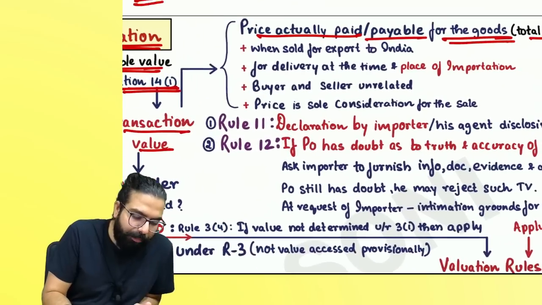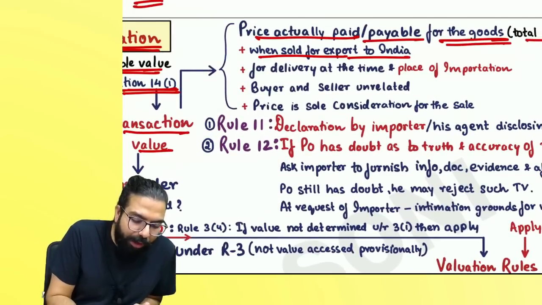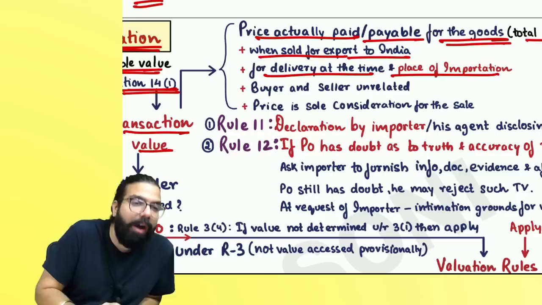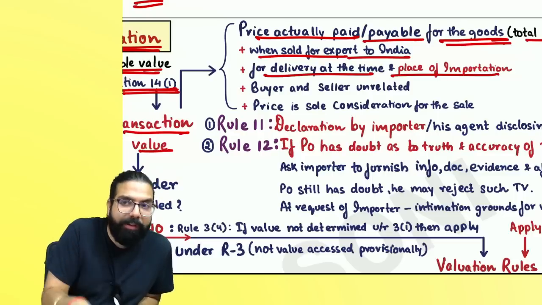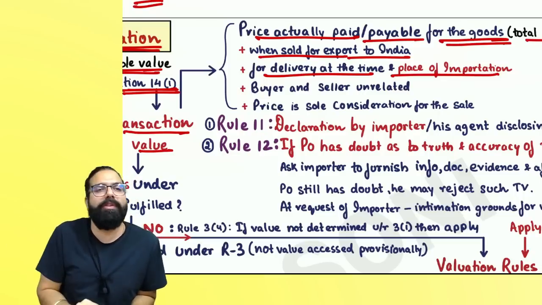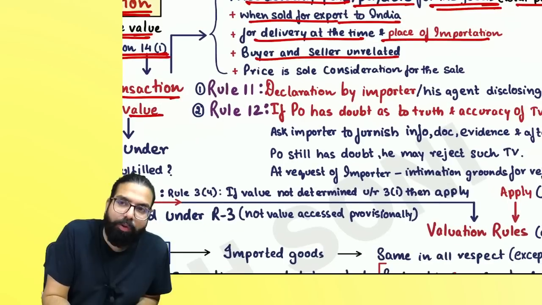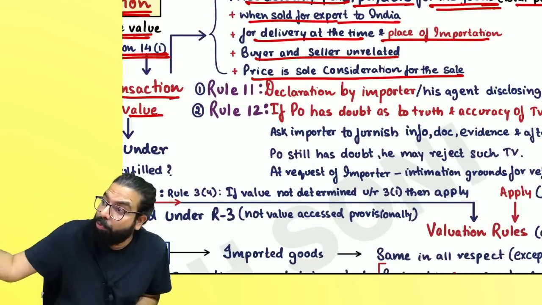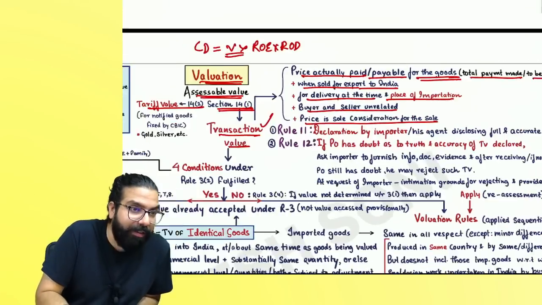The next one over here is price paid or payable when sold for export to India. When he has sold for export to India, at the time and place of importation, at the importation port, whatever is the value, that is the transaction value. The CIF value is your transaction value, when the buyer and seller are unrelated and the price is the sole consideration. Price should be the sole consideration, only then can that be the transaction value.